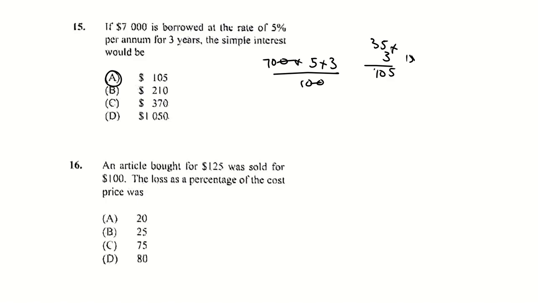An article bought for 125 was sold for 100. The loss as a percentage of the cost price. So you see, loss is of the cost price, and they want it as a percentage, over 100 over 1. Your loss was 25 over a cost price of, the article was bought for 125. So over your cost price, which is 125, multiplied by 100 over 1. 125 into 125 is 5, 5 into 100 is 20, so the answer is A for this question, and that is how you would do number 16.